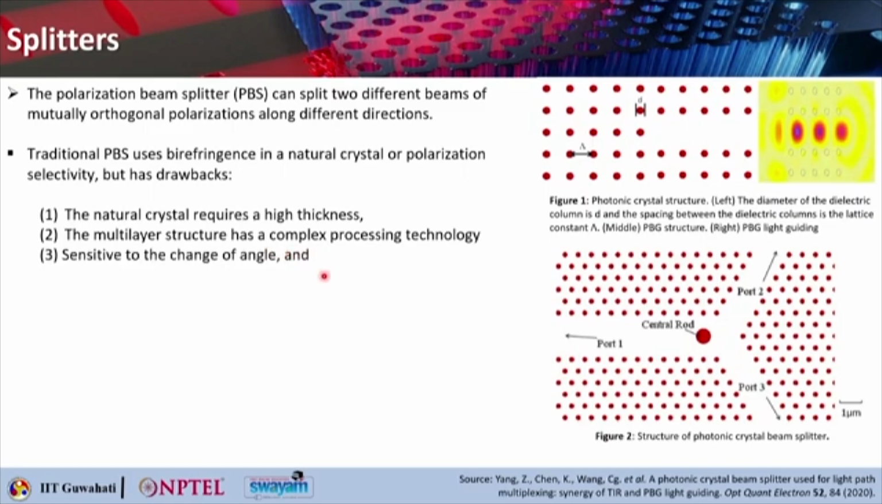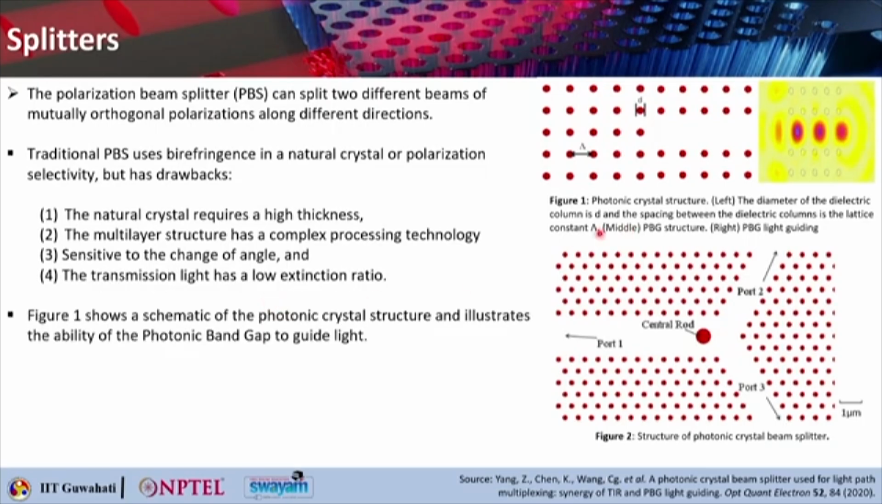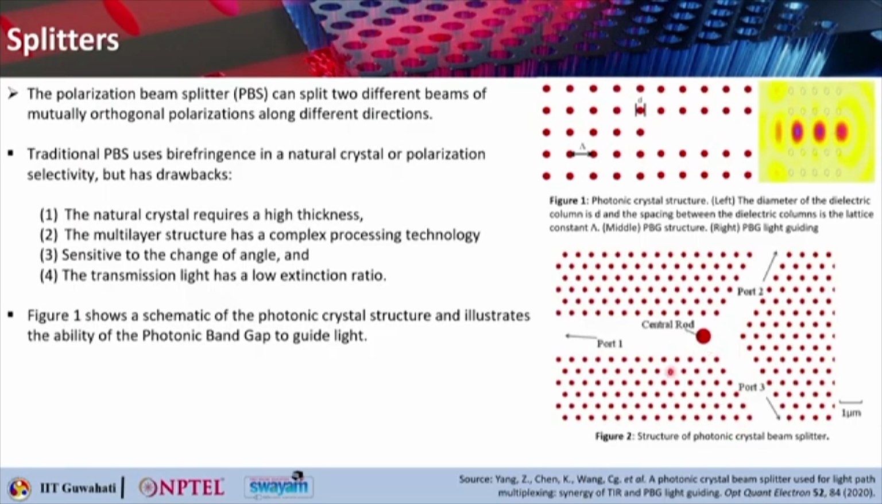They are also sensitive to the change of angle, and the transmission of light has a low extinction ratio. Figure 1, as I mentioned here, shows the schematic of how you can do this polarization beam splitting using a photonic crystal structure, and it shows the ability of the photonic band gap to guide light in a particular waveguide structure. So this is the design of a photonic crystal beam splitter.